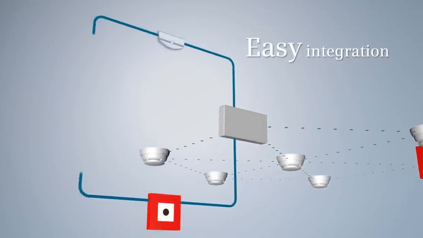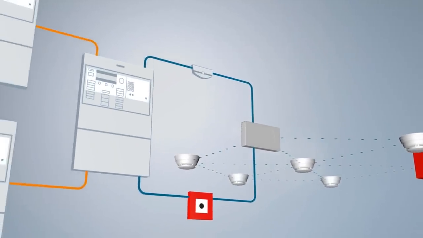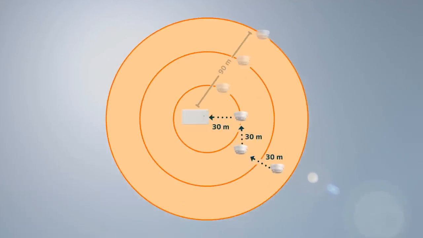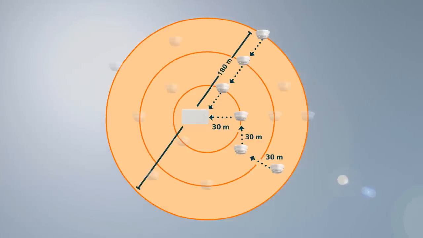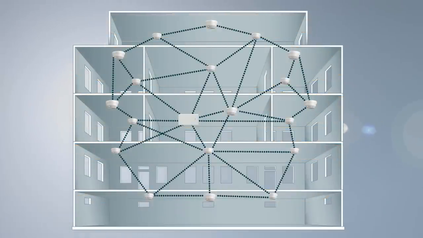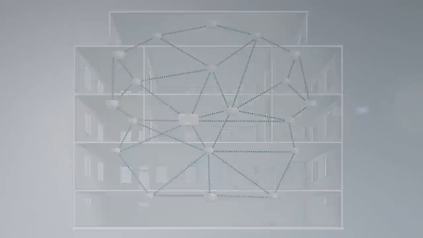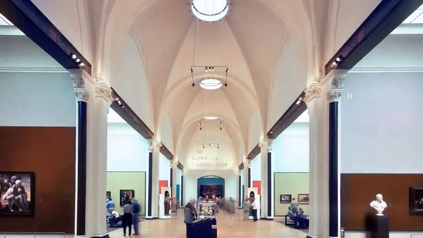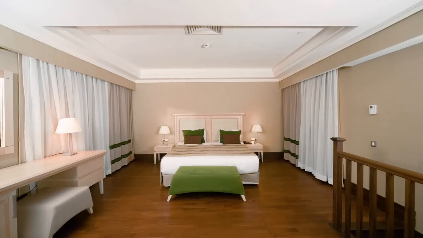Swing can easily be integrated into an existing fire protection system from Siemens. A transmission distance of 30 meters is possible between two wireless devices. An installation with one gateway can have a diameter of 180 meters, spanning up to 5 floors. Swing is ideal for applications where cabling is not suitable due to structural or aesthetic reasons.